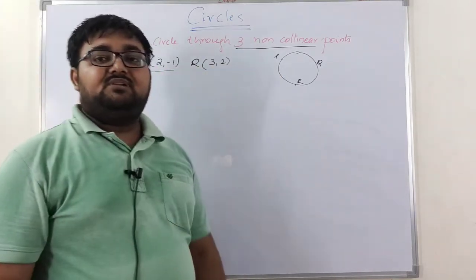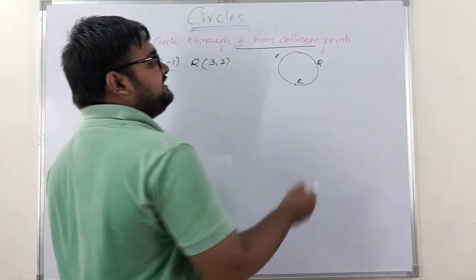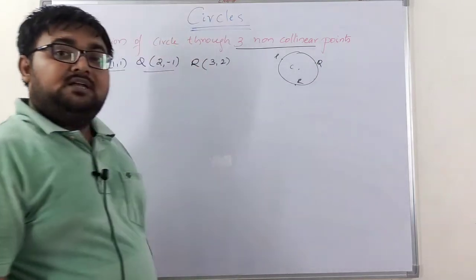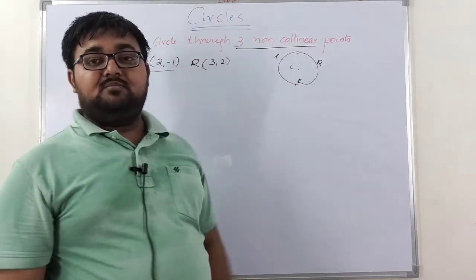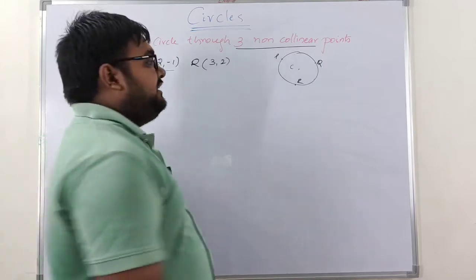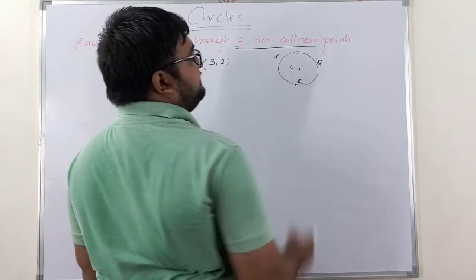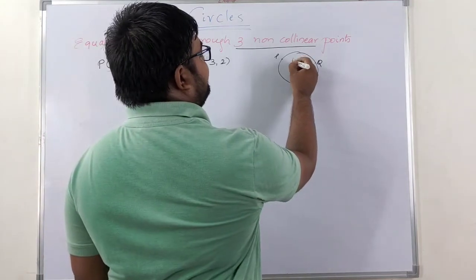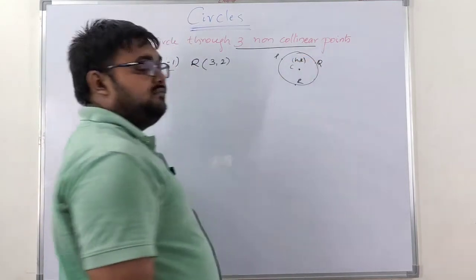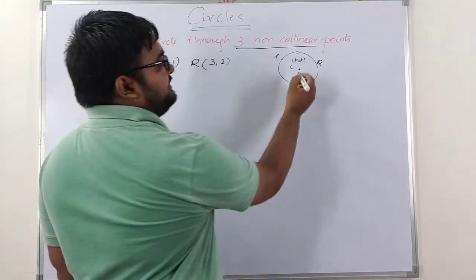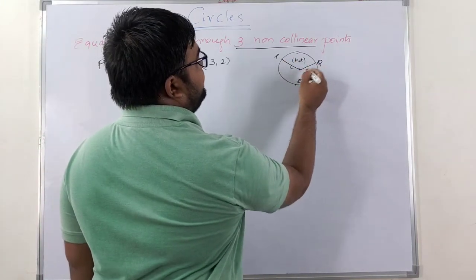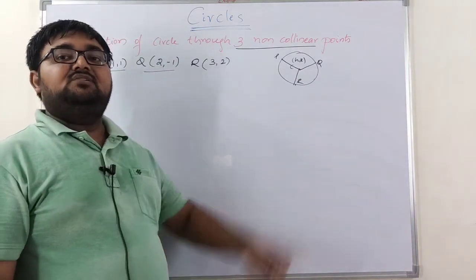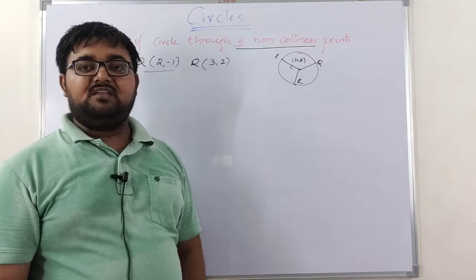Now in this particular procedure, I am going to consider a center C. Already P, Q, R are the points lying on the circle, and here I have considered a point which is the center of the circle. Let the center be (h, k). Now we already know that CP, CQ, CR are the radii of the given circle. So in a given circle the radii are equal, right?